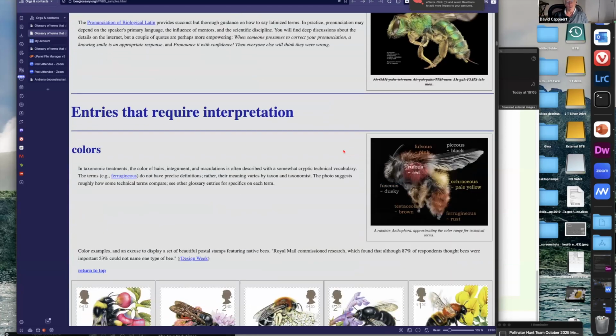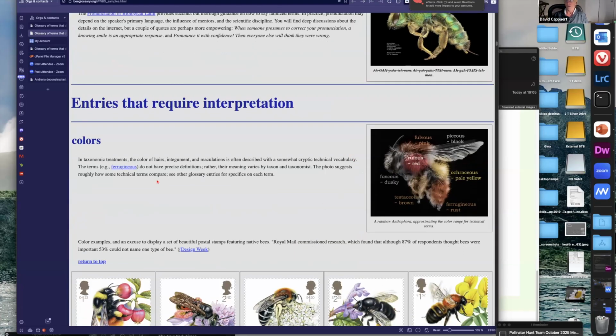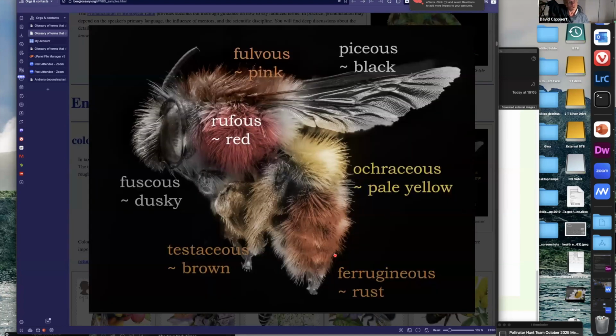Another category is things that require interpretation. And colors are really interesting. In older literature, a lot of times the colors are referred to with terms like this: fulvus, rufus, testaceous, pisceus, and so on. And I posted on a bee monitoring listserv, where a lot of the old time folks who really know taxonomy are, a request for people to give me some feedback on these color names.